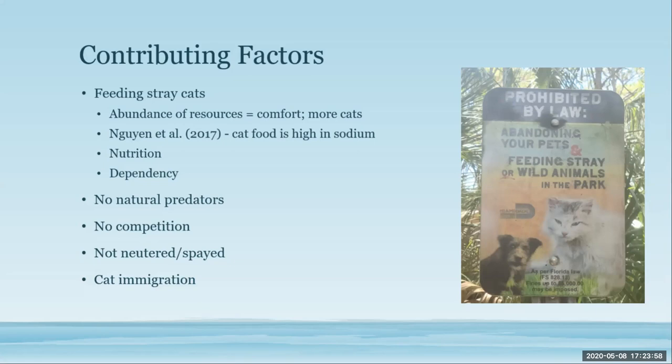So another fact is that in these places where feral cats are fed, they don't necessarily have natural predators. Once in a while, you'll hear stories of pythons eating cats or alligators eating them, but that's not their primary food source. So cats don't have that natural predator to help balance the population. Not only that, but cats don't really have competition for resources. And last but not least, there's the issue where cats are not neutered or spayed. So we'll go into that.